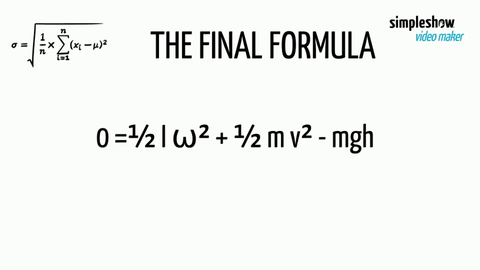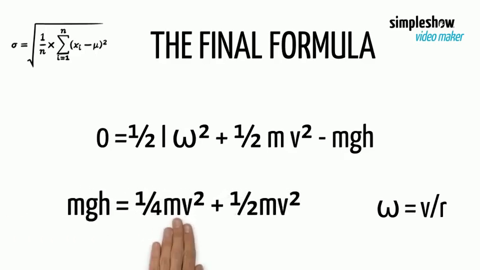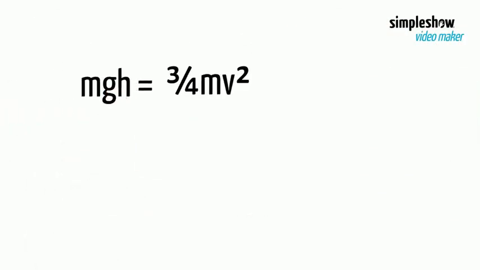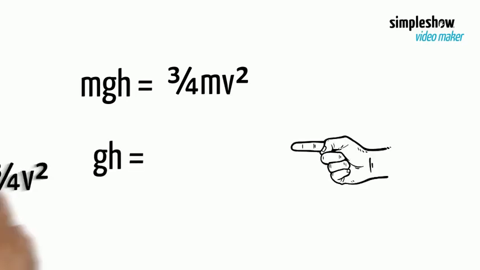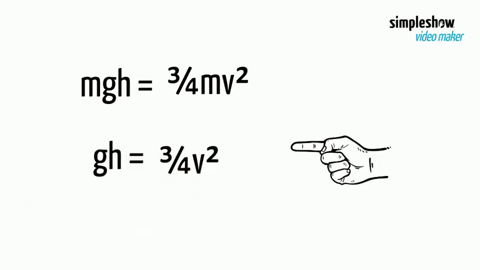half I omega squared plus half m v squared minus m g h, but omega equals v divided by r and I equals half m r squared. Therefore 0 equals 1/4 m v squared plus half m v squared minus m g h, which is equal to 3/4 m v squared minus m g h, which means 3/4 m v squared equals m g h, or v equals square root of 4/3 g h.